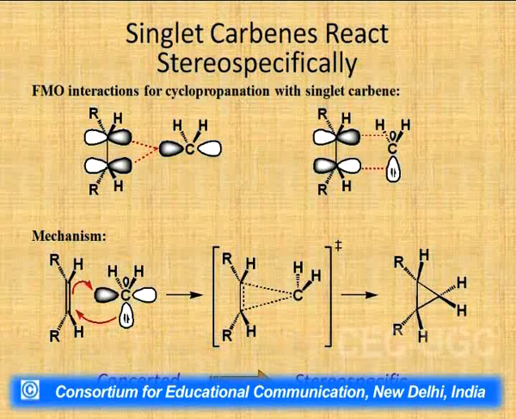Singlet carbene reacts stereospecifically. We have already discussed that when singlet carbene reacts there is a suprafacial syn addition. So, there is a concerted mechanism, and when we take the cis reactant the product will be cis when added to the singlet carbene. When we take the trans reactant and add it to the singlet carbene, the product will of course be the trans product. So, the mechanism is concerted and follows stereoselectivity as well as stereospecificity.